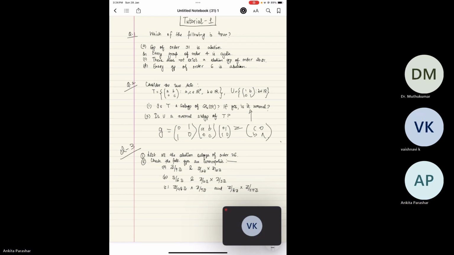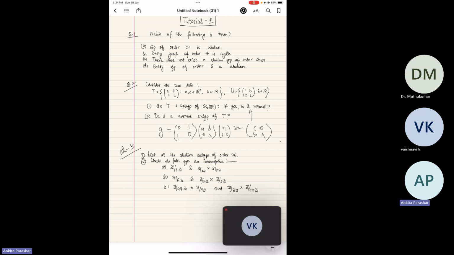So is it not normal in G? Sorry, T. T is upper triangular matrices. U is having diagonals to be 1 and still upper triangular matrices. So isn't U a normal subgroup of T? So it will be a normal subgroup. I think you can check once again.